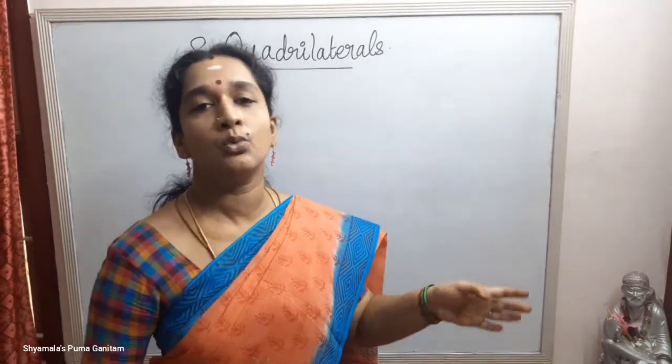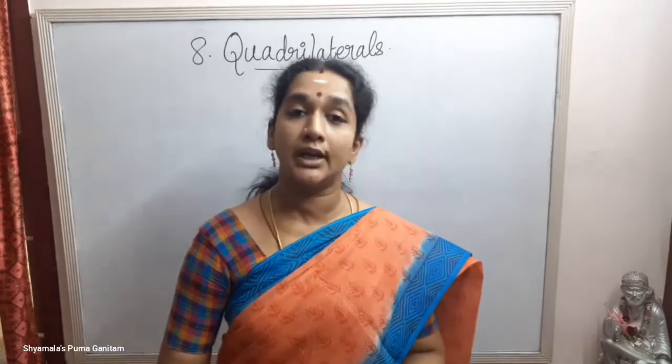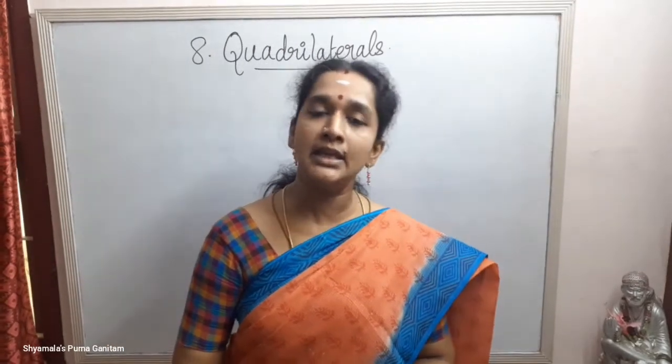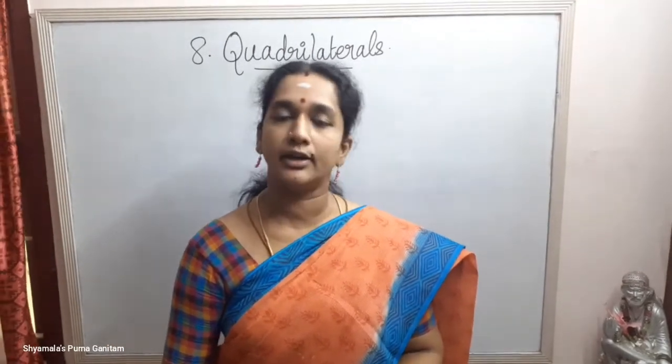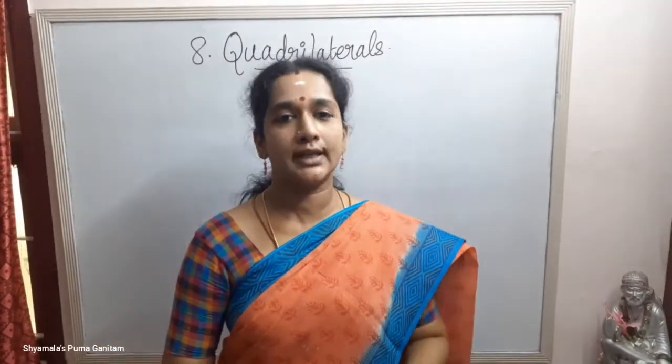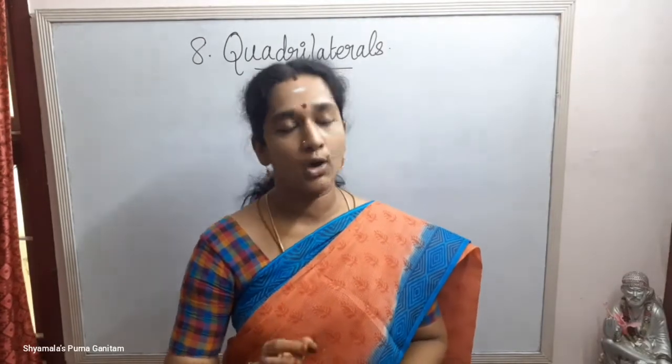So we know many types of quadrilaterals already. But before that, what is a quadrilateral? Any four-sided figure is called a quadrilateral. Quadri means four. Quadrilateral means four-sided figure. So any four-sided figure is called a quadrilateral.